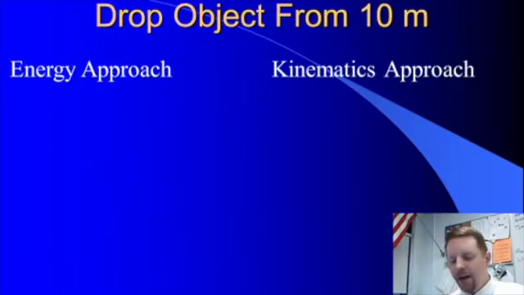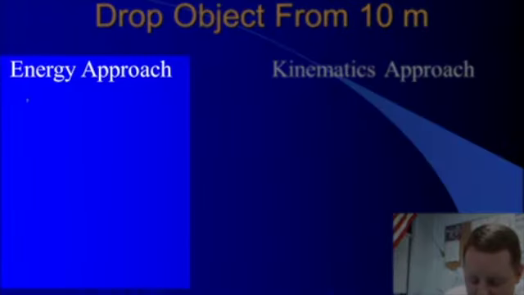Let's say we drop an object from a height of 10 meters. We already know how to solve for the velocity of that object right before it hits the ground using kinematics, but we could do the same thing with an energy approach as well. Let's try it both ways and see what happens.